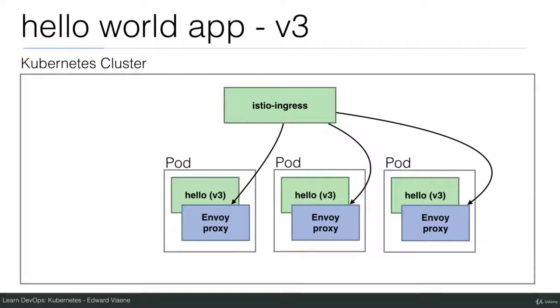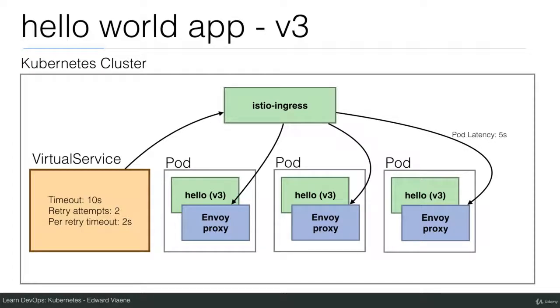Version 3 will be 2 deployments. We'll have 2 pods in the first deployment and 1 pod in the second deployment. The difference is that the pod in the second deployment will have a pod latency of 5 seconds. So we pass an environment variable to tell our application that it has to wait 5 seconds before executing the code. In our virtual service then, we want a timeout of 10 seconds.